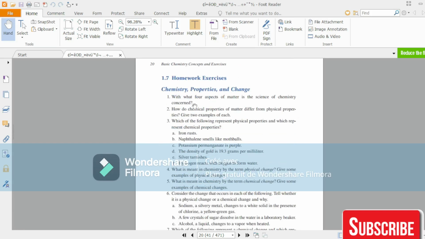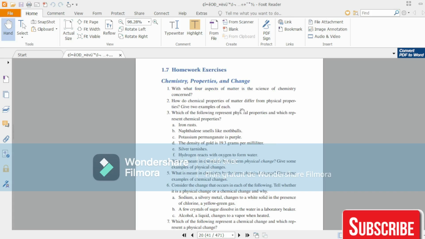For the homework exercise, chemistry, property and change. With what aspects of matter is the science of chemistry concerned? How do chemical properties of matter differ from physical properties? Give 2 examples of each. Which of the following represent physical properties and which represent chemical properties? Iron bars, iodine smells like, and more. Potassium permanganate is purple. Density of gold is 19.3 grams per milliliter. Silver tarnishes. Hydrogen reacts with oxygen to form water.